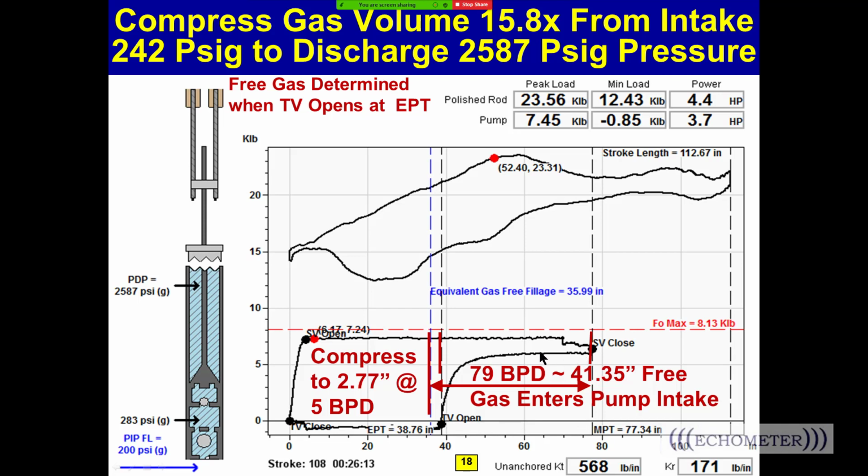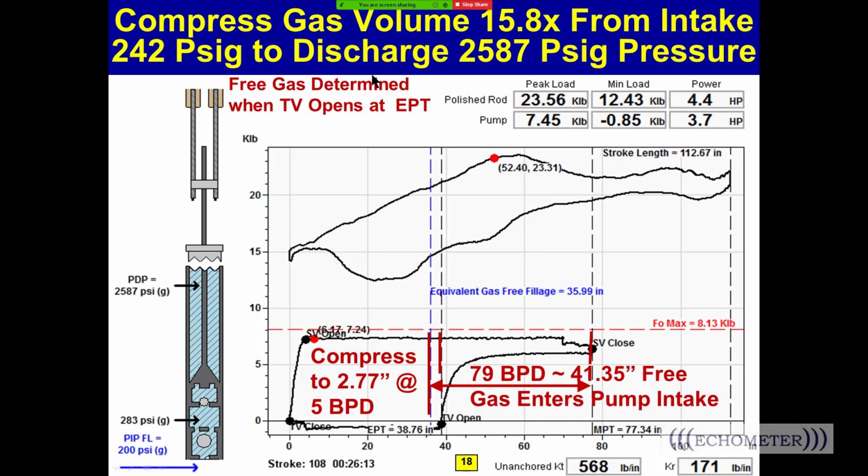Now, when the plunger moves down this way, the pressure increases as this load drops. So as the plunger moves down, the load on the rods is increasing, and the pump load acting on the bottom of the rods is decreasing. And at this point right here, we have increased the pressure inside the pump chamber to the discharge pressure, and the gas volume now, the volume times the pressure, is 2.77 inches versus 41 inches at the intake pressure.